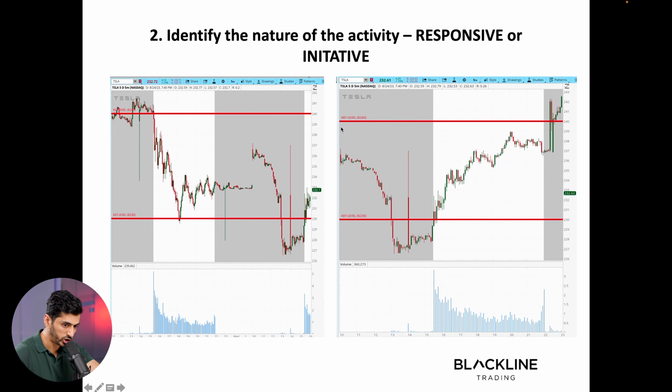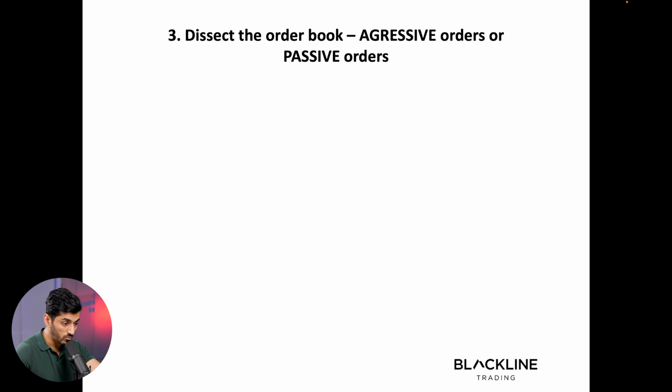So coming back to the idea that we just discussed, initiative versus responsive. This is why it's extremely important for you to determine right when the session opens what side is in control. Is it the initiative guys who are in control, or are they responsive guys who are in control? So let's look at the third point for the session, which is dissecting the order book. And when we say dissecting the order book, we want to focus on the aggressive orders and the passive orders.